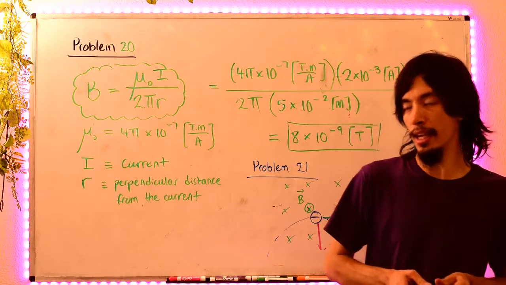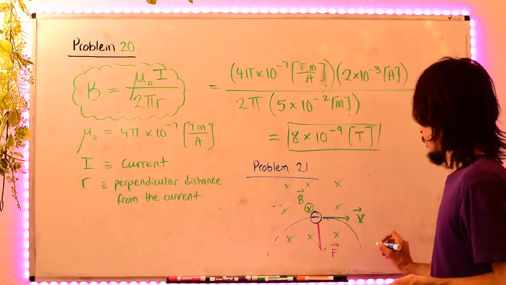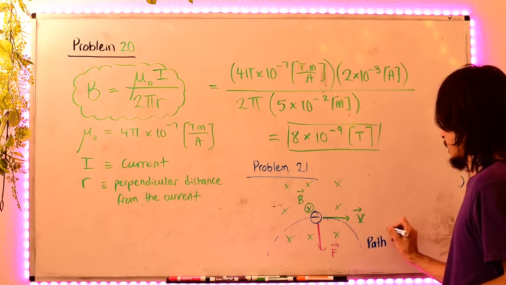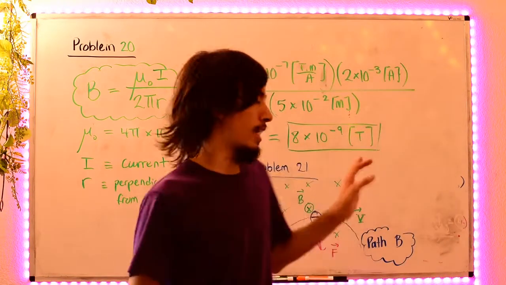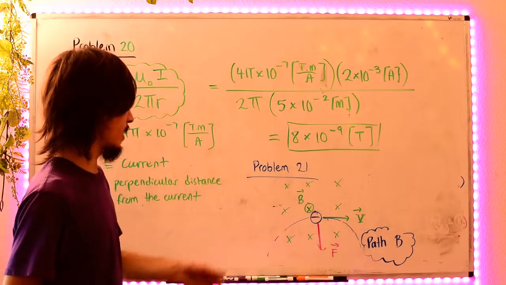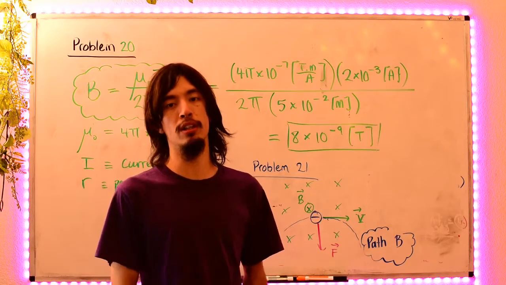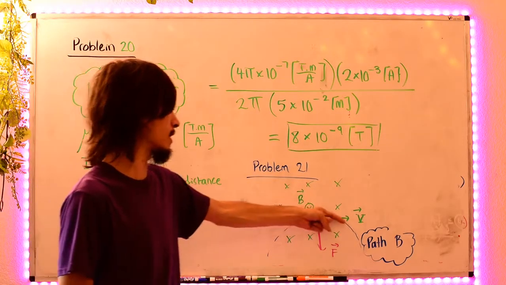So in the answer choices, that would be answer choice B. So this is path B. So that's the key to that one, is just realizing you need to find the force, and the force points towards the center of the correct circular path. And the force generally bends the path in that direction.